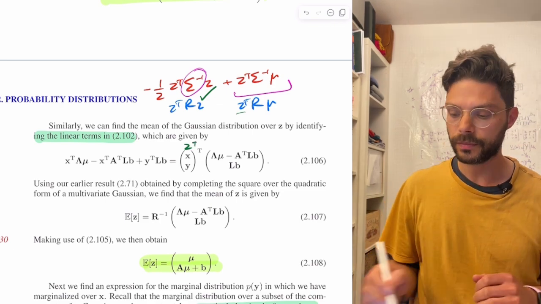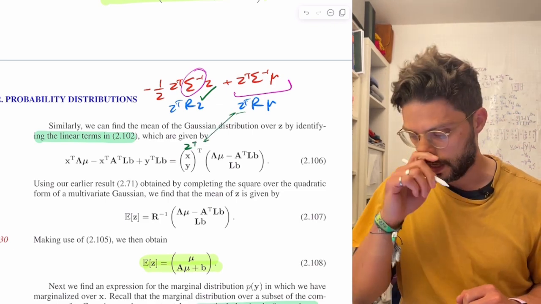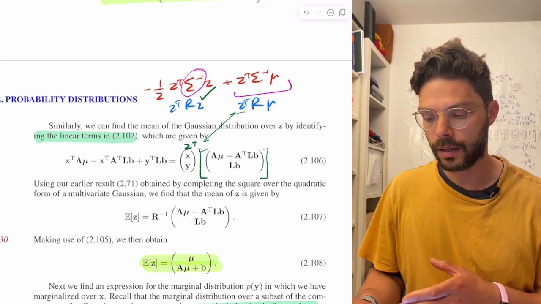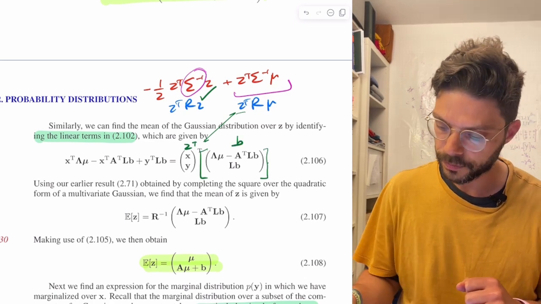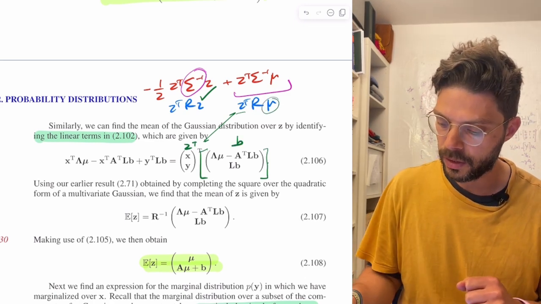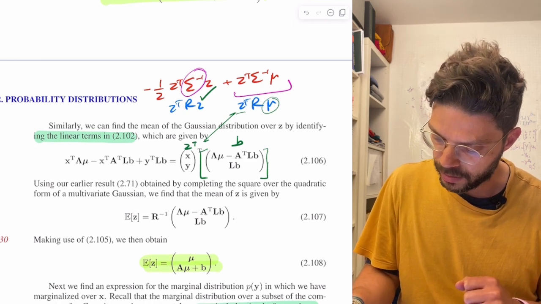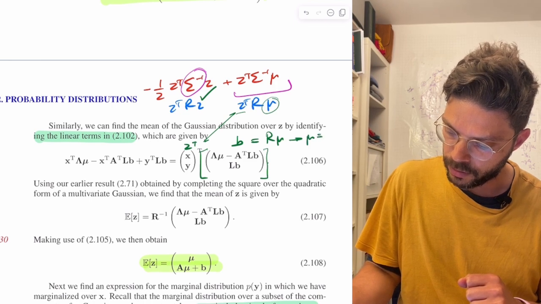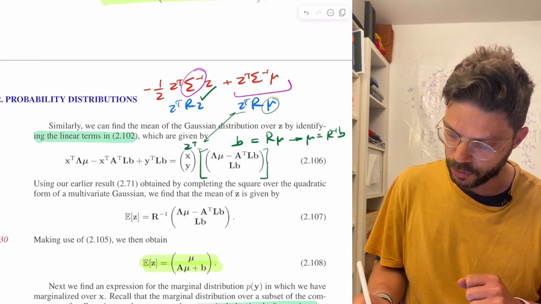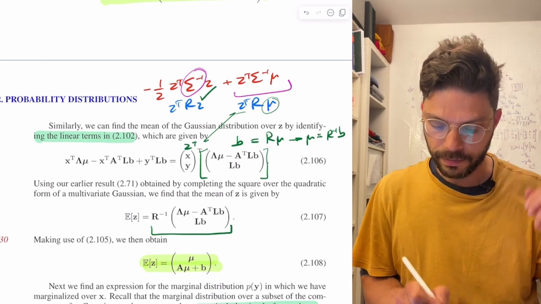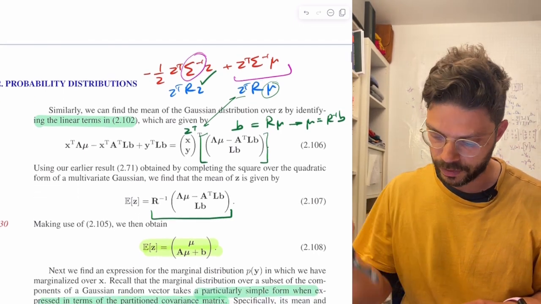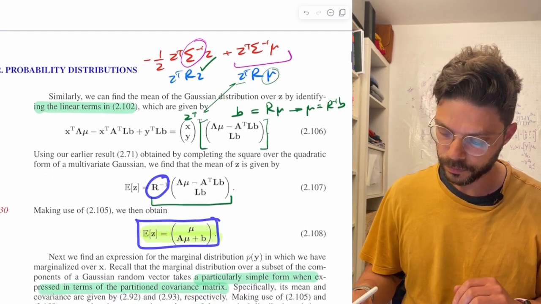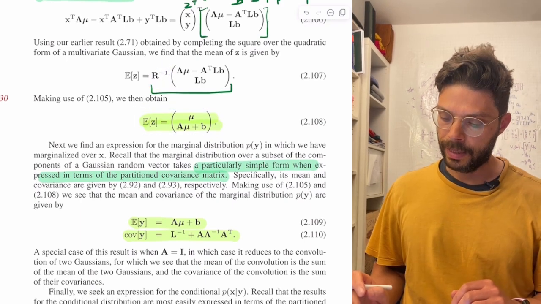So we've got this, and it looks like it's going to be multiplying this term. Now let's call this b. And now we're interested in mu. So b here is equal to r mu. Therefore mu is equal to r inverse b, which is what we have down here. Making use of our expression for r inverse, we end up with this expression. Okay, so that's pretty cool.